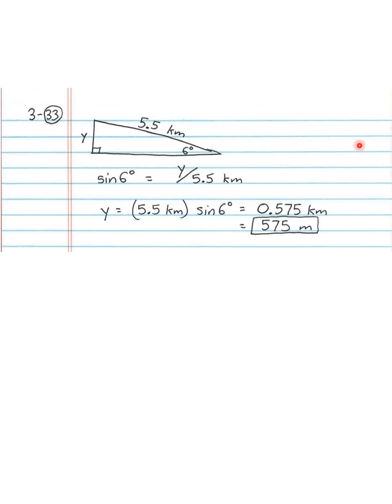So setting up the trig function, the sine of 6 degrees is opposite over hypotenuse, so y over 5.5 kilometers, which means y is 5.5 kilometers times sine of 6 degrees, which is 0.575 kilometers or 575 meters.